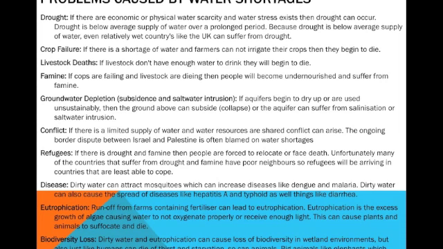Also, groundwater depletion. If aquifers begin to dry up or are used unsustainably, then the ground above can subside, as in collapse, or the aquifer can suffer from salinization or saltwater intrusion. Conflict. If there is a limited supply of water and water resources are shared, conflict can arise. The ongoing border dispute between Israel and Palestine is often blamed on water shortages.